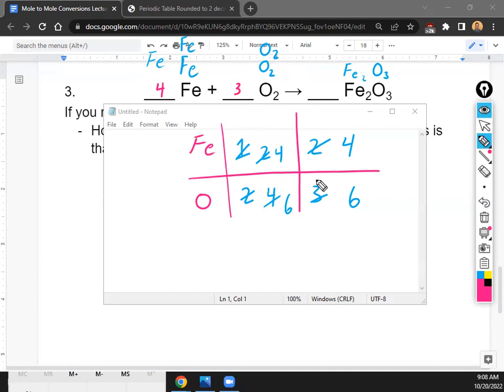total. And then lastly, how many of these molecules do you guys see on the right side? 2. So it'll be 2. So 4, 3, 2. So that's how you would balance it out. Do you guys have any questions on that?